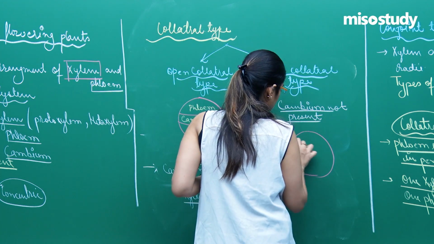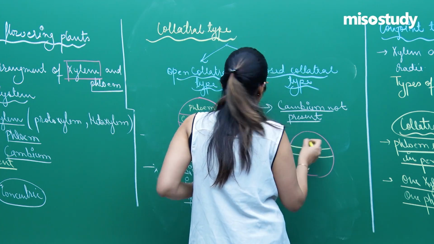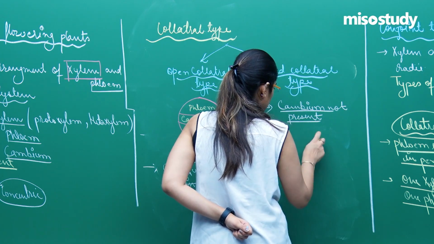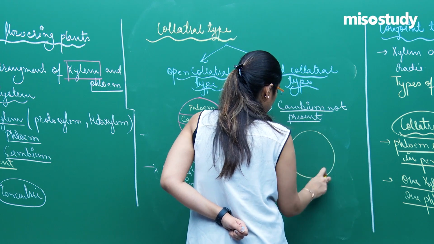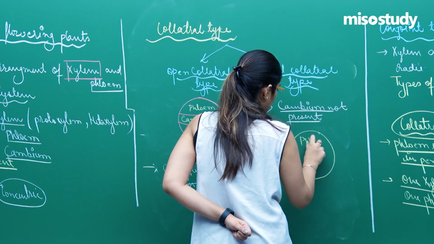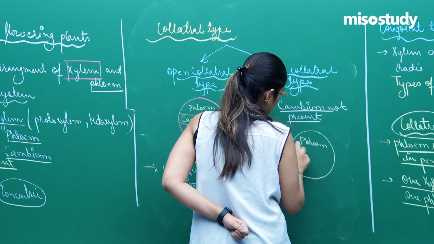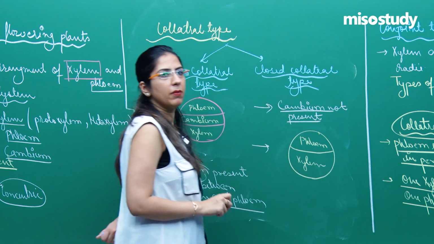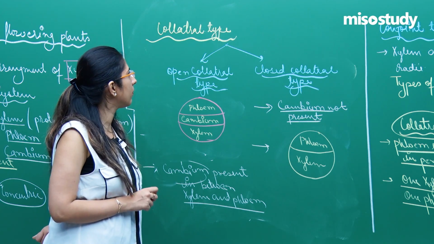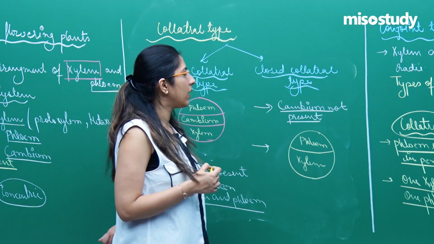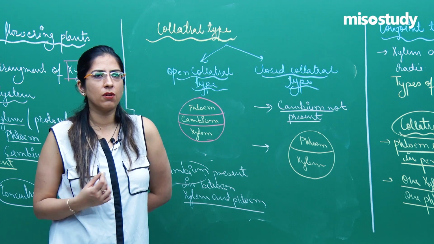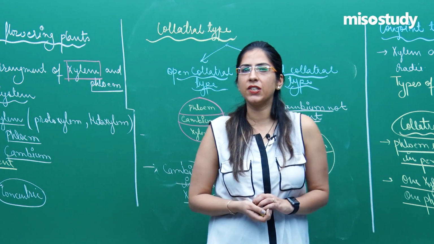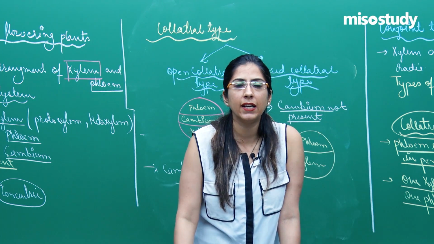Similarly, in the closed type, outermost we have phloem, then we have xylem. No cambium is present in between. This makes it different between the open and the closed type, the presence or absence of the cambium. In this type of condition, the centrifugal type of condition can be seen, which is called an endarch type of condition.